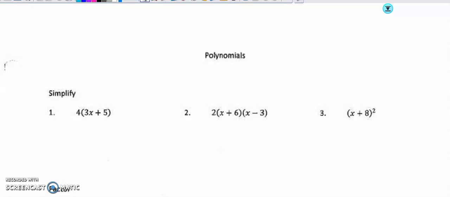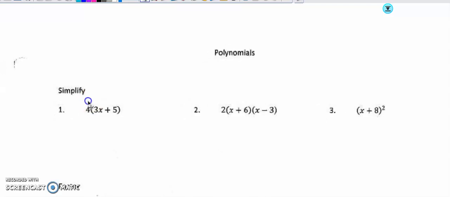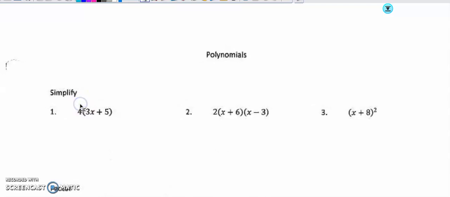On number 1, you have a monomial times a binomial. This is just a refresher for you that you need to distribute. So on number 1, this would be 12x plus 20. That is a binomial. They are not like terms, so that is done.